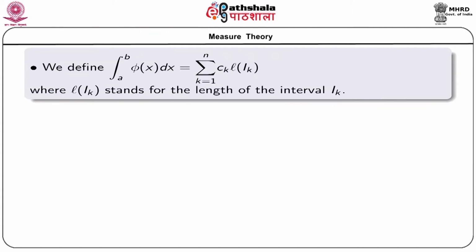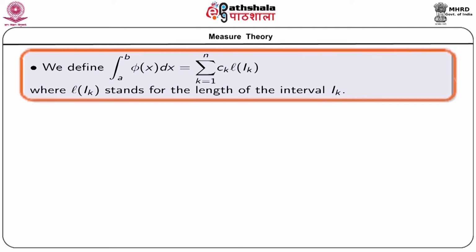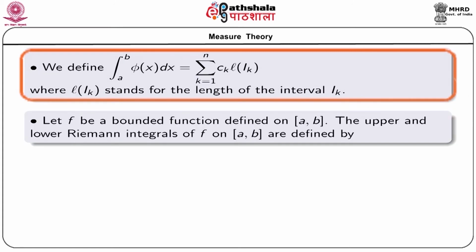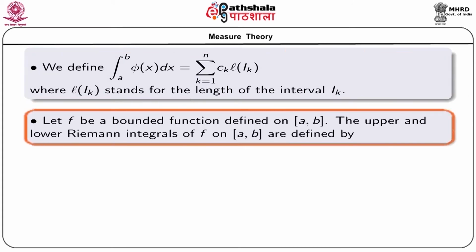And we define the integral from a to b of phi(x) dx as the sum over k from 1 to n of c_k times the length of I_k, where L(I_k) stands for the length of the interval I_k. So, suppose f is a bounded function defined on the closed interval [a, b].